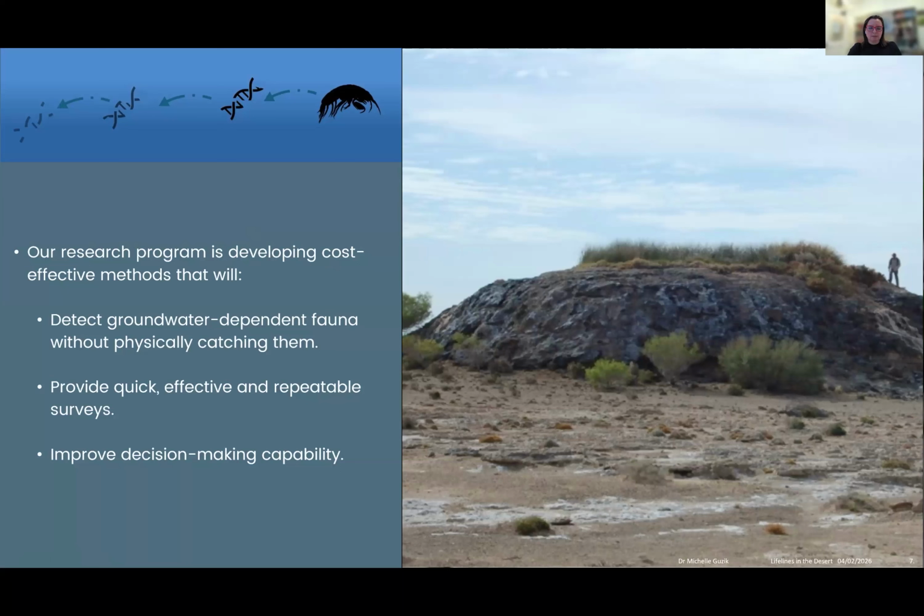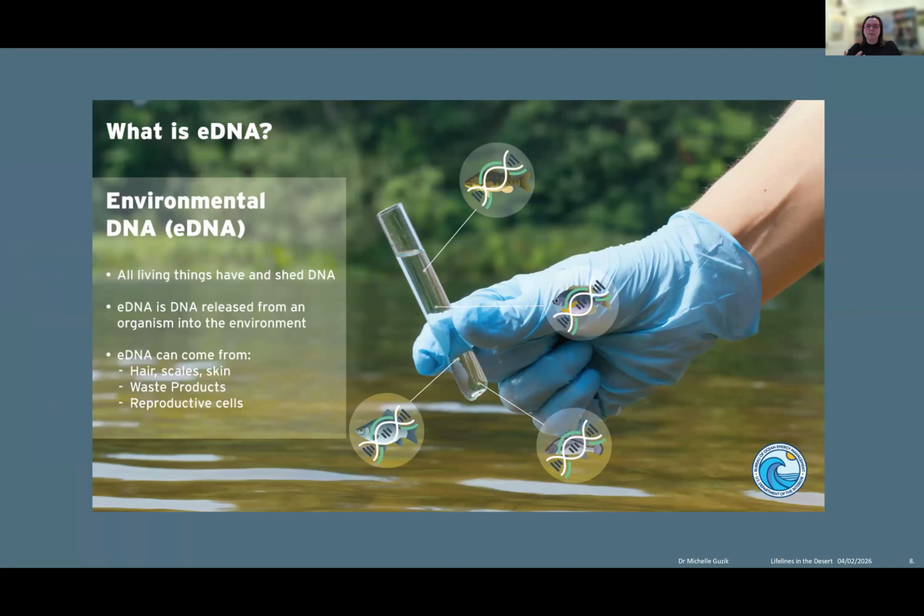We aim to develop methods that are quick, effective, and repeatable for surveys and to improve decision-making capability. And so we're employing new DNA sequencing technology that allows us to do that in a way that we've not really been able to do before. So we're using next generation DNA sequencing to sequence and characterize environmental DNA.